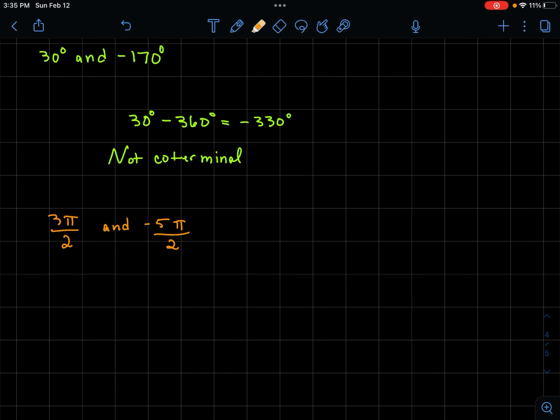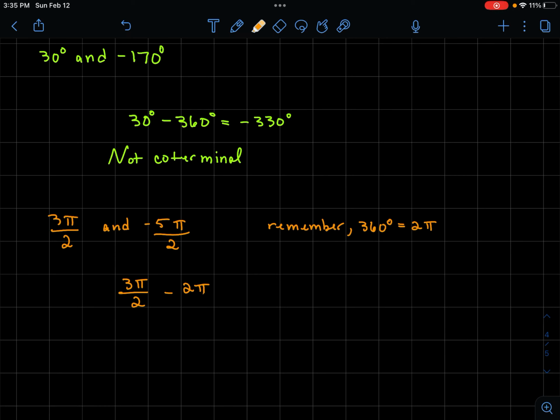Pretty simple to do with degree measures, but can we do this with radians? Are 3 pi over 2 and negative 5 pi over 2 coterminal? Well, here's what we have to remember. Remember that 360 degrees is equivalent to 2 pi, one trip around the circle. Well, if we're going to subtract 360 away from degrees, we would have to subtract 2 pi away for radians.